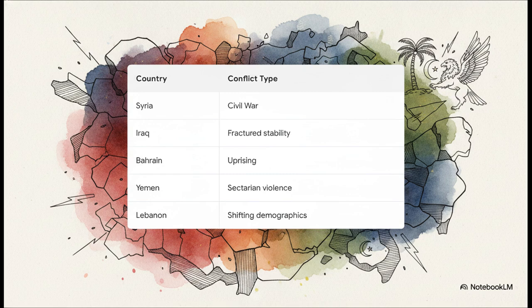In Syria, a devastating civil war drew in sectarian factions backed by outside powers. In Iraq, political stability is just a constant tightrope walk of demographic and sectarian balancing. We see it in the uprisings in Bahrain, the tragic ongoing sectarian violence in Yemen, and the shifting power dynamics in Lebanon. In every single one of these modern flashpoints, local conflicts are deeply amplified by that overarching Saudi-Iranian rivalry.